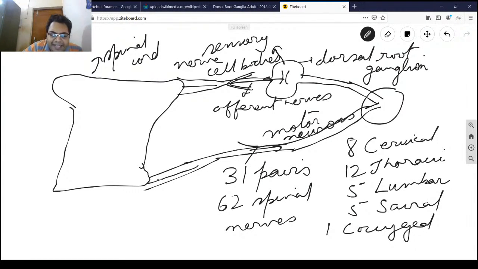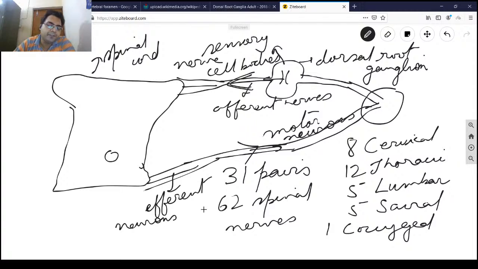In case of the ventral nerve, the cell body cluster is not present outside the spinal cord, thus it is not a ganglion. It is present somewhere here only, inside the spinal cord. So it is known as a nucleus. And the ventral part takes the information away from the spinal cord. That is, it is made up of many efferent neurons or axons known as fibers, also known as motor neurons.